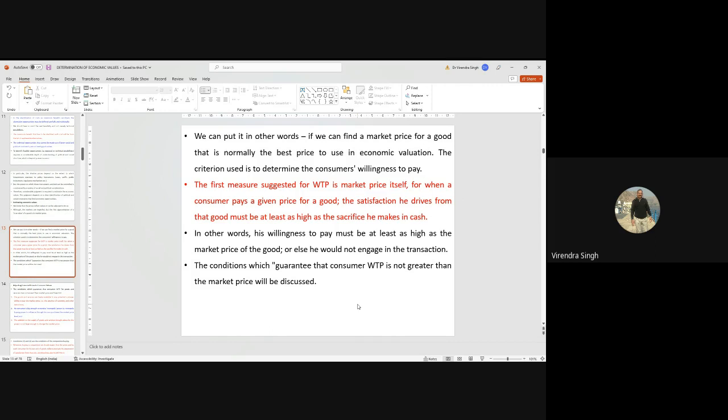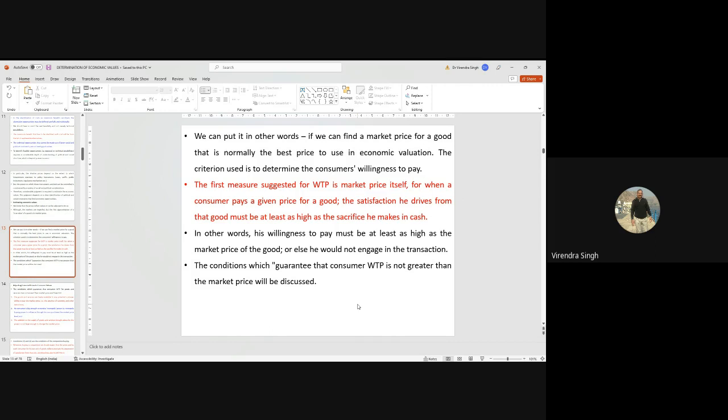Because he will be in benefit, there will be some consumer surplus. This is the situation where consumer satisfaction and consumer sacrifice are equal. It's the case of indifference actually, where the consumer is neither enjoying any surplus nor incurring any loss. In other words, his willingness to pay must be at least as high as the market price of a good, or else he would not engage in the transaction.